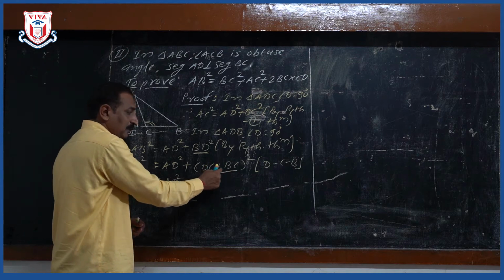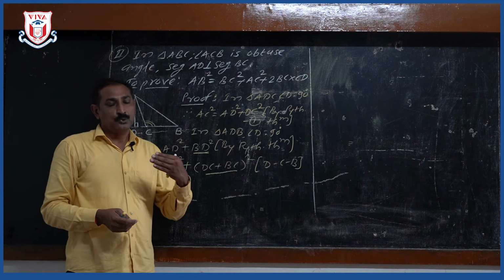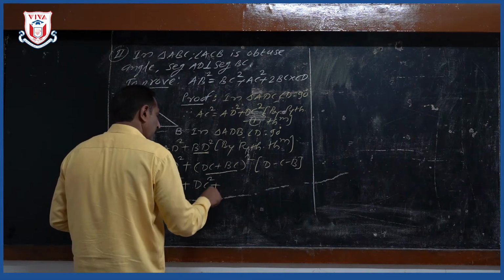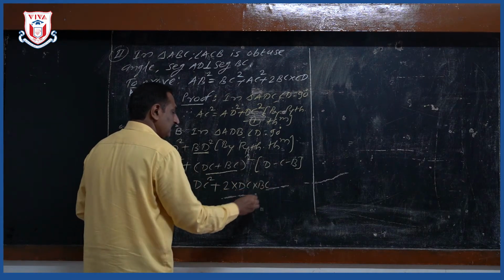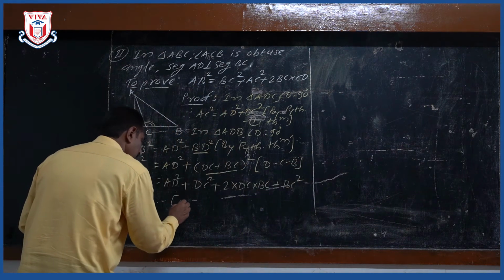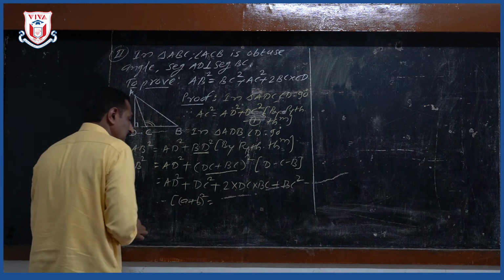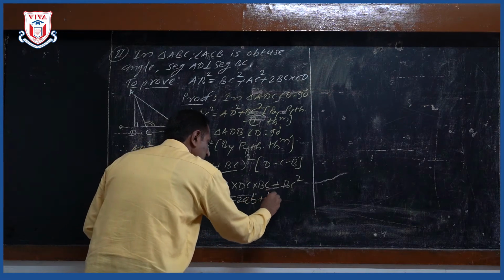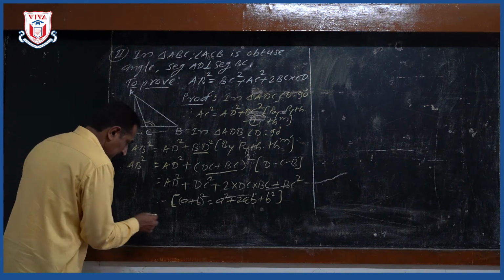Now, this is equal to AD square as it is plus, you remove this bracket, expansion formula: (A plus B) whole square is equal to A square plus 2AB plus B square. Hence, DC square plus 2 into DC into BC plus BC square. I write the reason here: (A plus B) whole square formula is equal to A square plus 2AB plus B square.